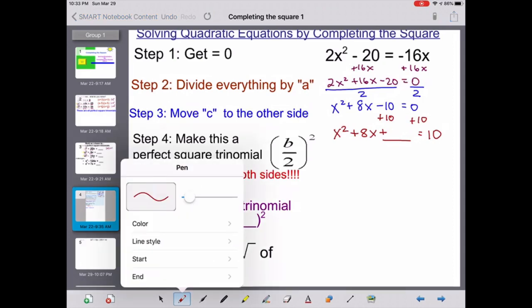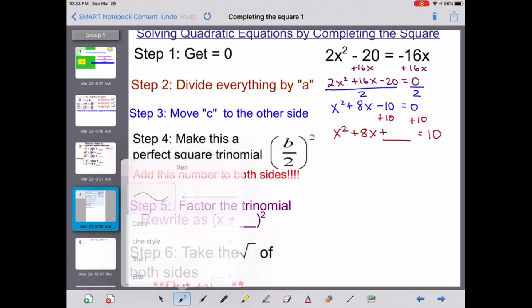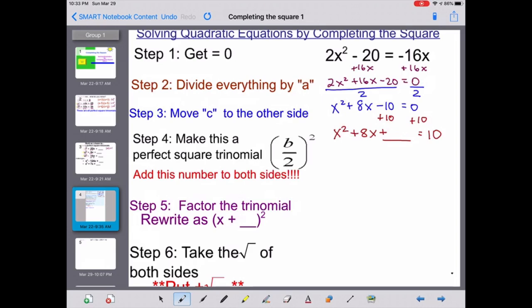Okay, so now I am going to make this a perfect square trinomial. So we just think to ourselves, what number plus itself gives you 8? Oh, 4 plus 4. Awesome. So then 4 times 4, that gives you 16. Another way to think about it is you take that middle term, the 8, and you divide it by 2. Well, 8 divided by 2 is 4. That's how we got that. And then you square that. 4 times 4 is 16.